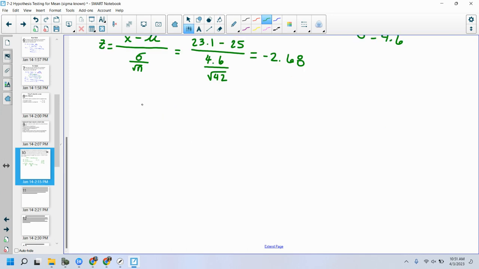Negative 2.68 will turn into what? Be a little cheater here. 0.0037. And we get that from the table. If you go to your yellow table, you look up negative 2.68. You know what? I better just check myself because I screwed up once already today. I only get one mess up per classroom. Negative 2.68. 0.0037. Okay, good.